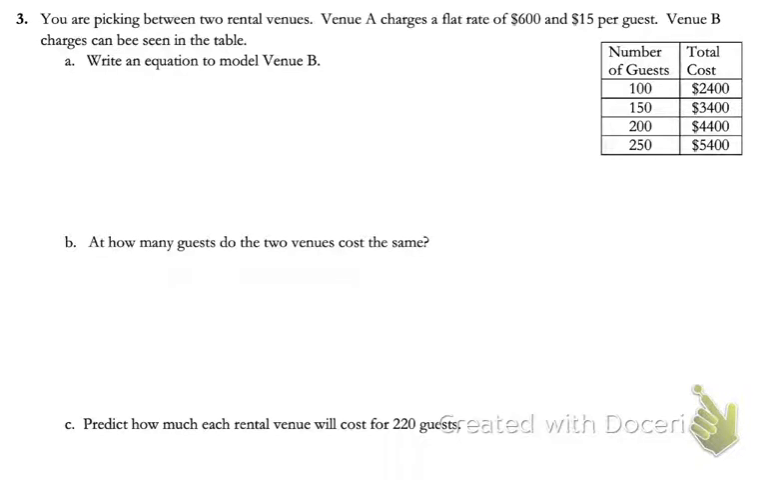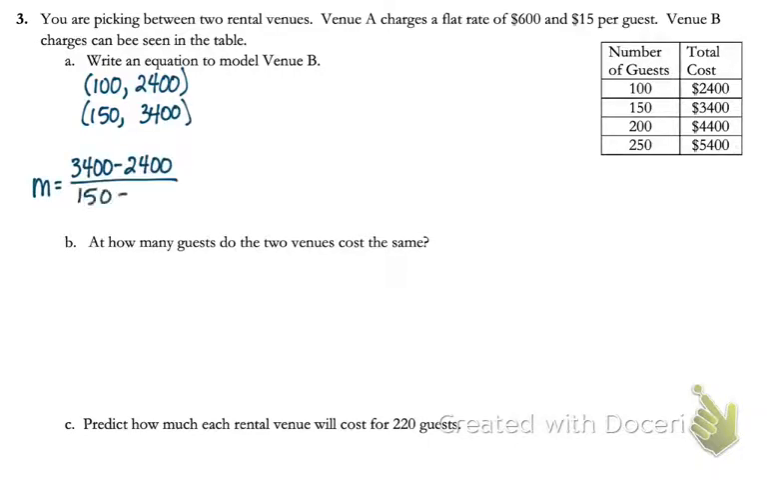So first, we need to pick 2 of our favorite points from the table. You can pick any 2. I picked these. And we're going to find our slope, y2 minus y1 over x2 minus x1.